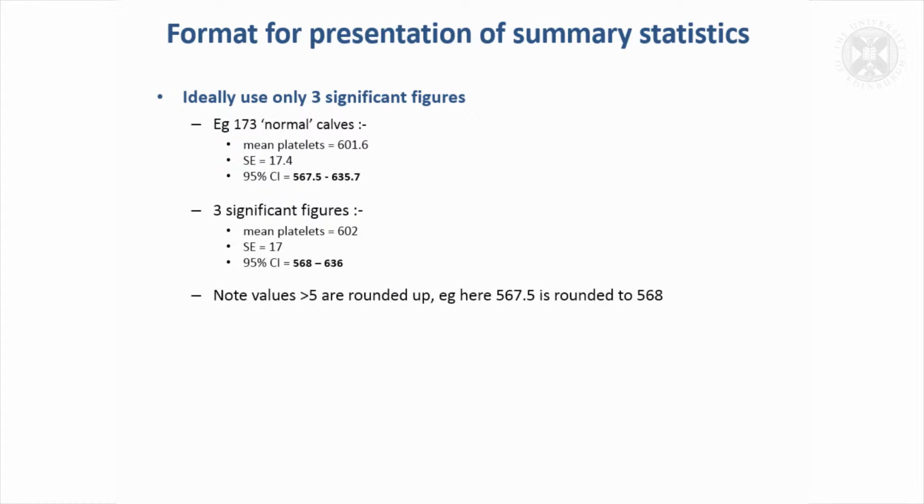I'll just briefly say something about the format for presentation of summary statistics. It's usually a good idea not to give too many significant figures or decimal places. You know, we had 601.6 for our normal calves. It might be better to round that up to 602, so only use 3 significant figures. And that's what I've done down here.